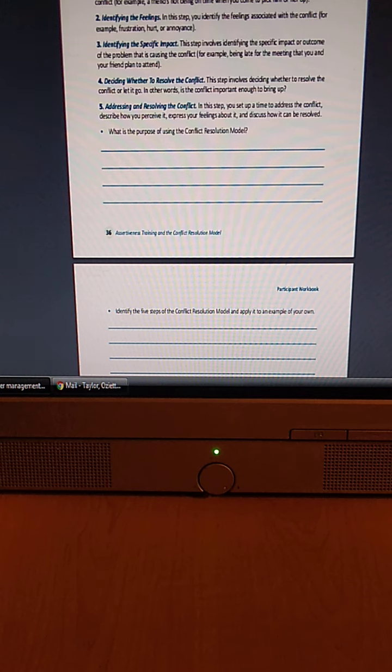So the next thing is to decide whether or not to resolve the conflict. And so you want to decide whether or not you want to work with the person to get through the situation, or you just want to let it go altogether. Addressing and resolving the conflict. In this time that you have available, what you do is you address the conflict, decide how you are perceiving it, express your feelings about it, and then discuss if there is a way to resolve the conflict.